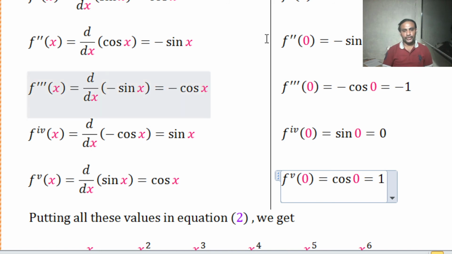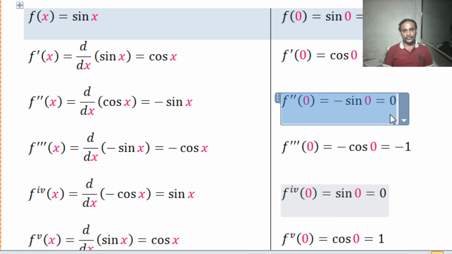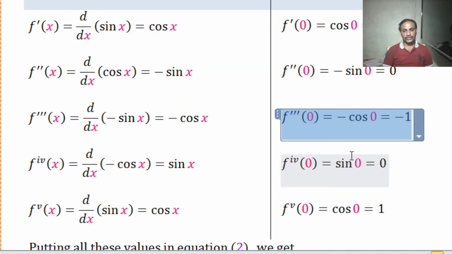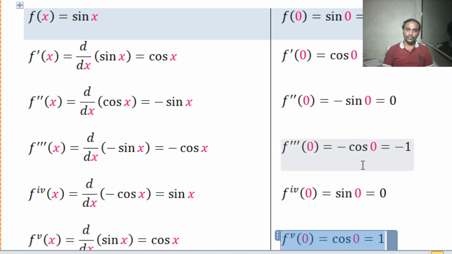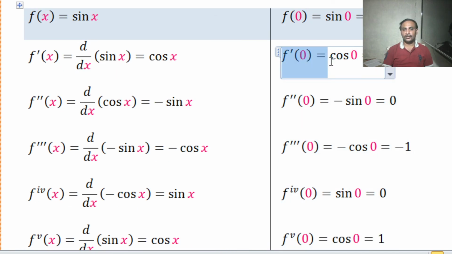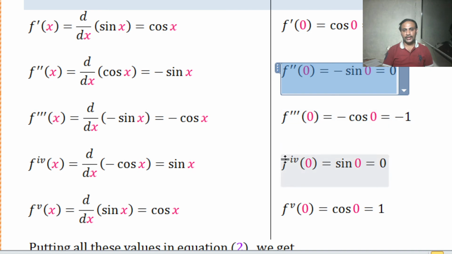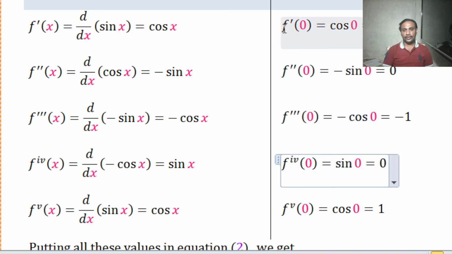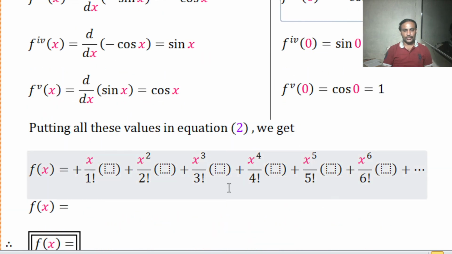Now if we observe all these derivatives, the 0th derivative is 0, the first derivative is 1, the second derivative is 0, the third derivative is minus 1, the fourth derivative is 0, the fifth derivative is plus 1. This means every even derivative of the function sin x is 0, and in the remaining terms alternate plus and minus signs are present.